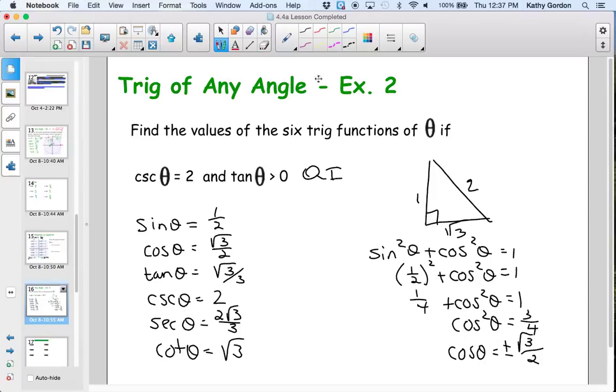Now, what if I had changed one little thing here and said, nope, I want cosecant to be 2, but I want tangent to be less than 0. Then what quadrant are we talking about? Quadrant 2, right? So if this became quadrant 2, how would that change any of these answers? Or would it?